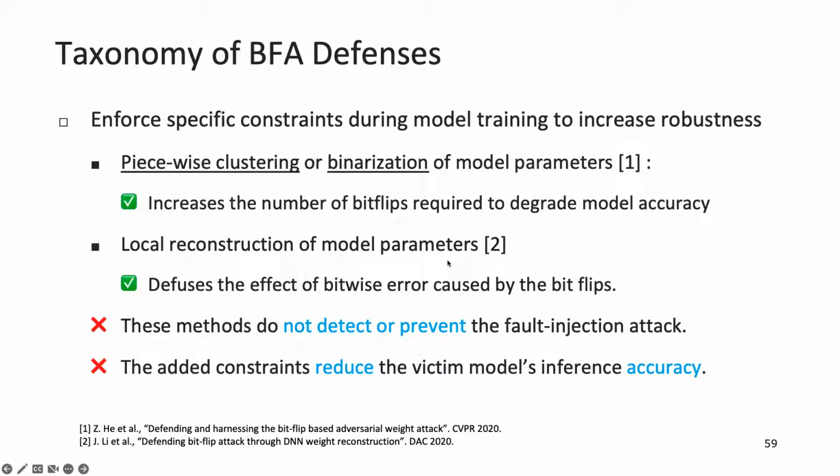The second example of this defense is using local reconstruction of model parameters instead of storing the raw numerical values. The downside of these two approaches is that they do not detect or prevent fault injection into the model weights. The second downside is that these additional constraints reduce the inference accuracy of the resulting model.